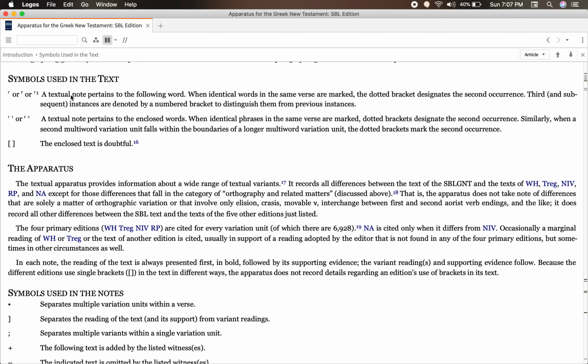You're going to go to the apparatus, and it's going to tell you what kind of variant it is, whether it's an addition, an omission, or a different word or a different phrase altogether. And of course, these here have to do with single words. These have to do with groups of words. And then the brackets have to do with whether the text is actually genuine or not.